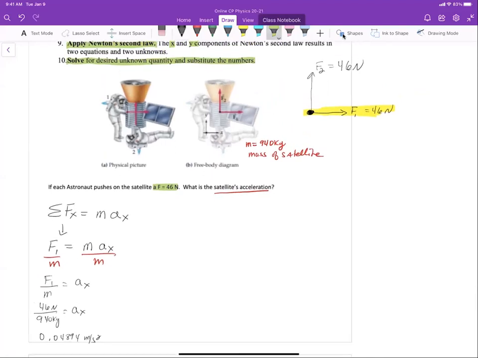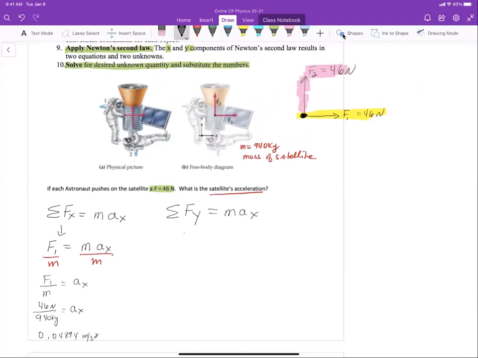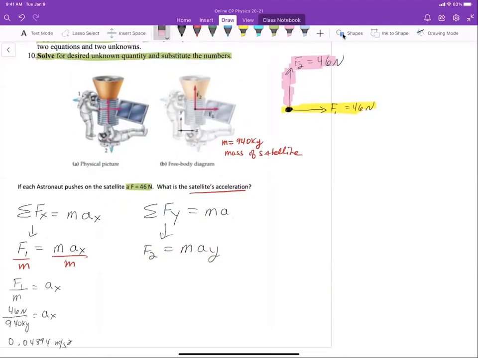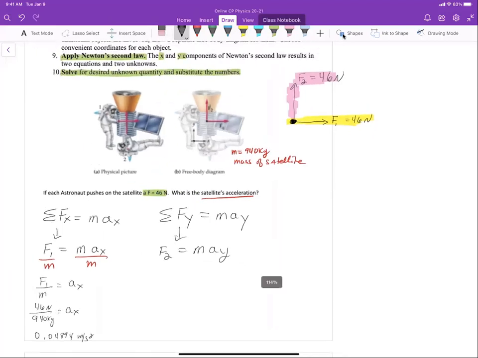What do we have going on in the y direction? Well, I have one force in the y direction. The sum of the forces in the y direction is equal to mass times the acceleration in the y. That means I have to add all the forces up in the y direction. How many forces do I have? I just have one. It's F2, it's upward, so it's positive, and it equals mass times acceleration in the y.